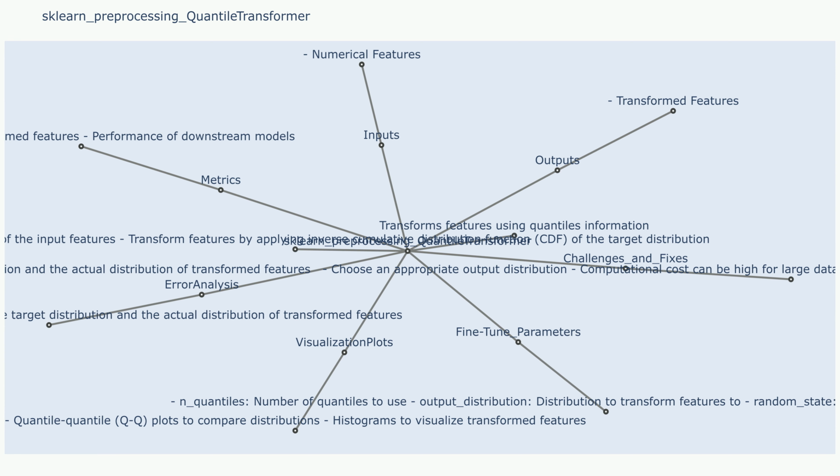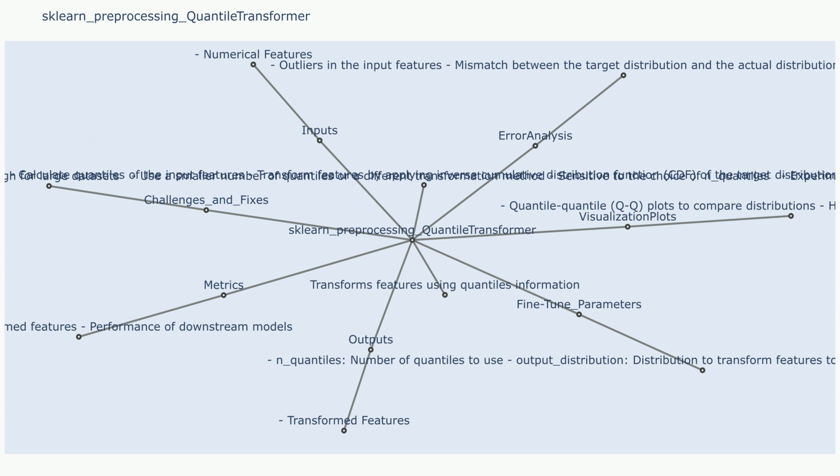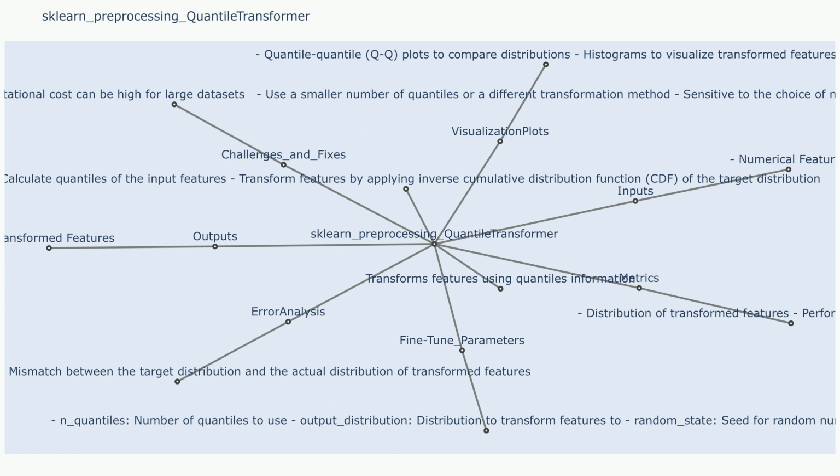Challenges and fixes. Challenge 1: handling outliers. Outliers can have a significant impact on the quantile transformation, potentially distorting the target distribution. Sample use case that resulted in challenge 1: when dealing with a data set containing a few extreme values, the quantile transformation might shift the majority of the data towards the extremes, resulting in a distorted distribution.